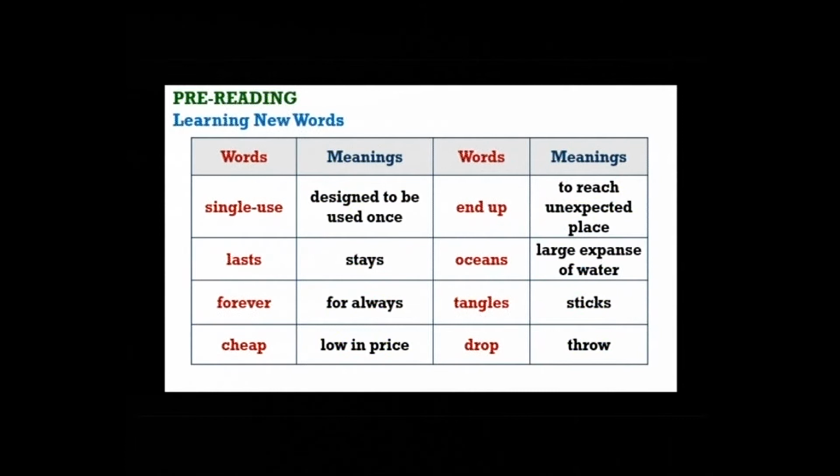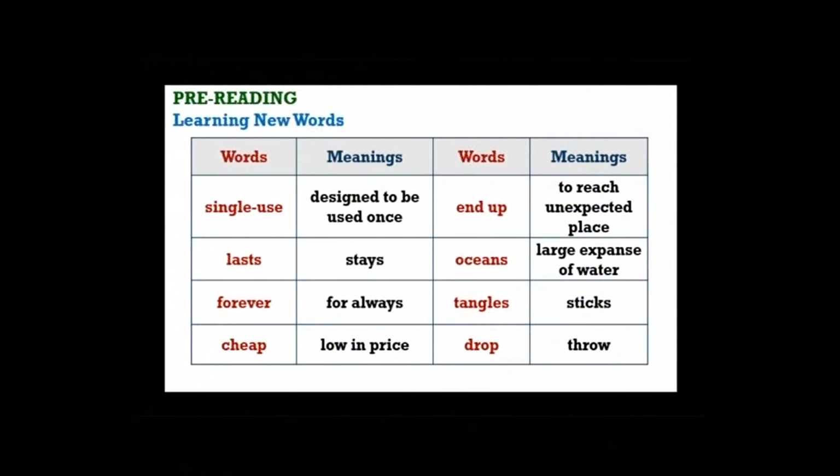Sometimes we throw the paper somewhere, but it flies away with wind to another place and stays there forever. It means it is ending up there. Next word is oceans. Now you tell me, what are oceans? Yes, large expanse of water. Next word is tangles. Tangles, which means sticks. When something twists with another thing, it tangles there. Last word is drop. Drop. It is not the drop of water. It means throw.